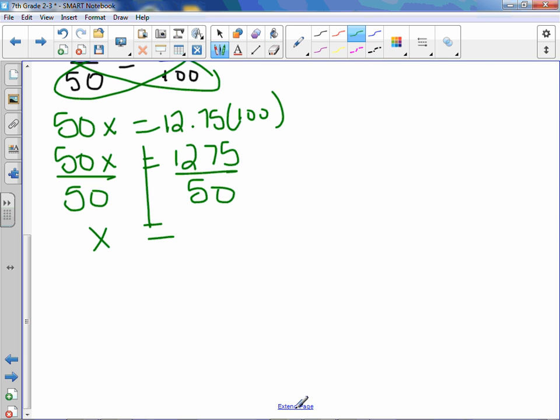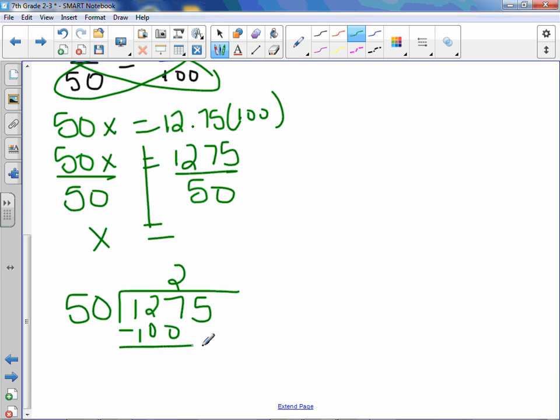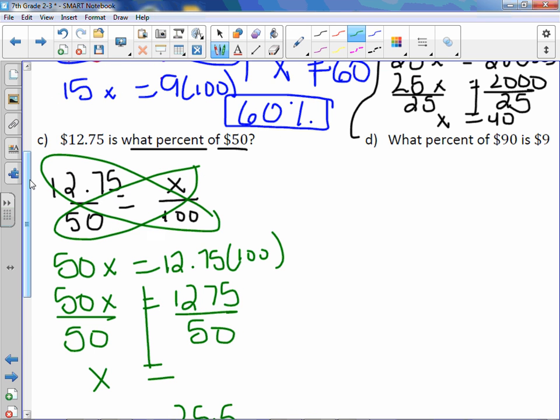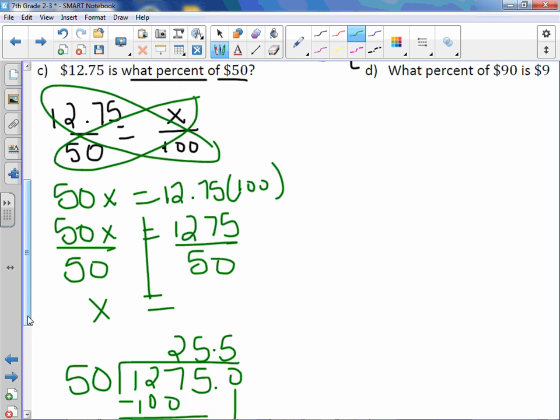X equals, well, I'm going to do some long division here. 50 into 127 is twice. 50 into 275 would be 50, 100, 150, 200, 250 would be 5 times. And we'll add a decimal point. And this is exactly 5. So our answer is 25.5%.